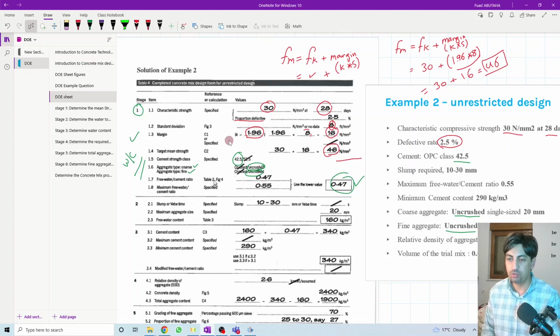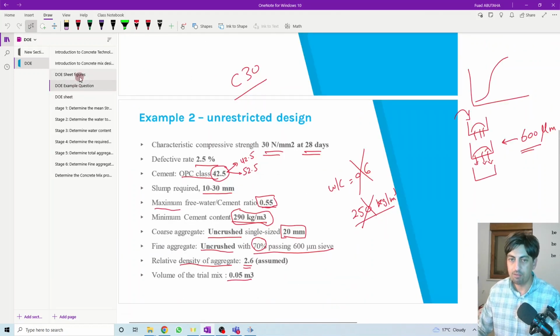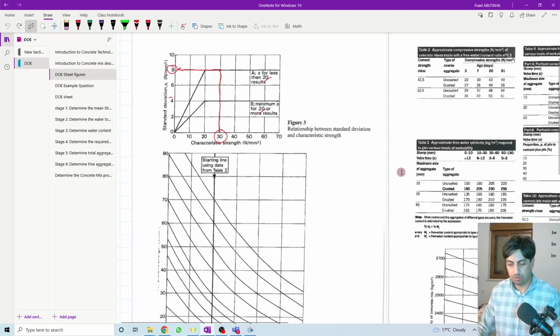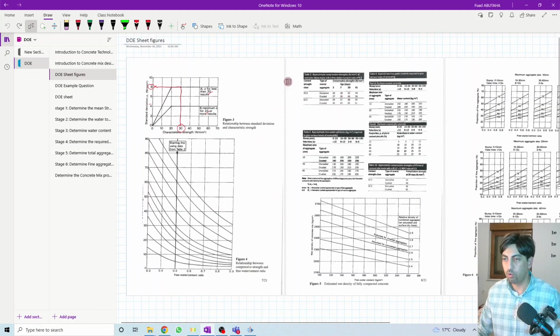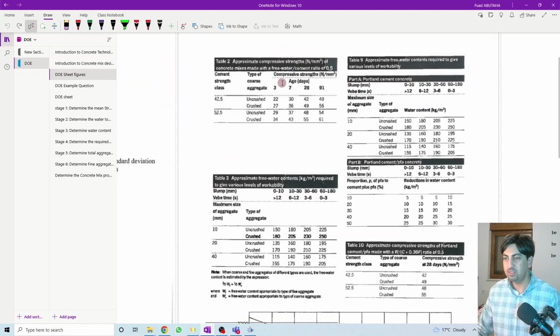In order to determine the water to cement ratio, we need to start using table 2 and figure 4. So we go back to the figures that come with these DOE sheets. So we will go with table 2 and figure 4. This is table 2 and this is figure 4. We will start with table 2. So what is table 2?